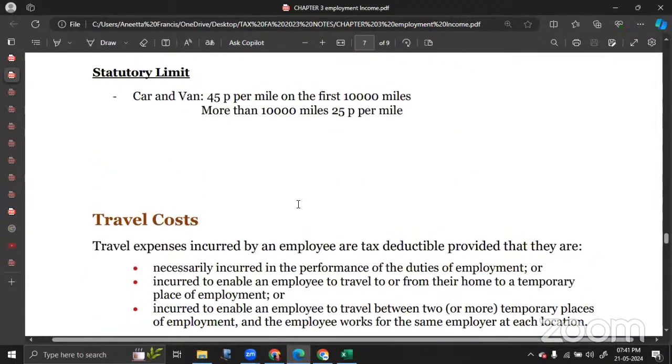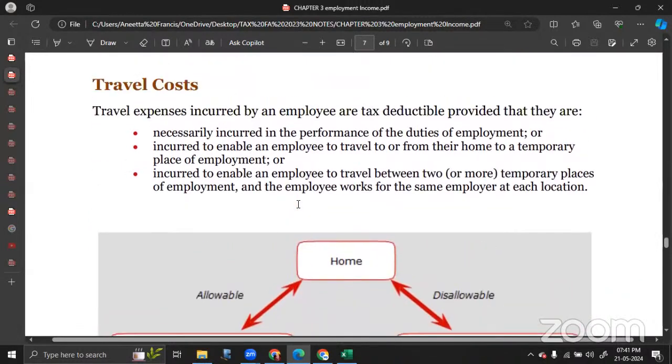So temporary workplace means a place where you work for less than 24 months. And just keep in mind, the travel expenses Aneetta incurs for traveling between her home and a temporary workplace, or between clients, or to the client and back from the client, if non-reimbursed, are tax deductible. It has to be in the performance of the duty, incurred by an employee to travel from their home to a temporary workplace, or travel between two temporary workplaces or to their client.